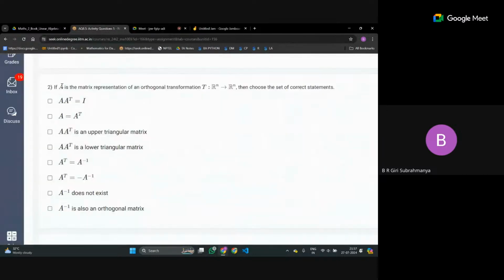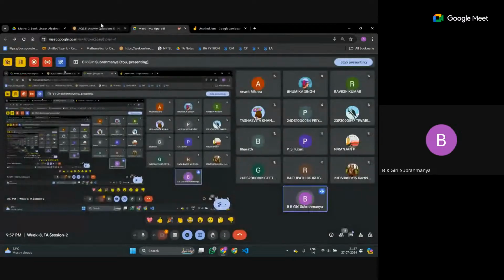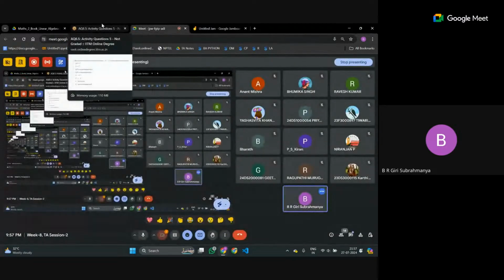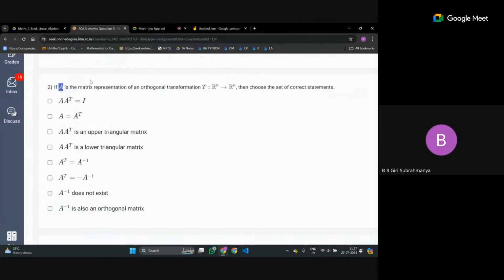If that is the case, then A is going to be an orthogonal matrix, correct? If some other basis is given, then we have to check and see. If an orthonormal basis is given, we can say that matrix A is an orthogonal matrix. Now, if A is an orthogonal matrix, the first option will be true, correct? Yes. Okay, the first option will be true.